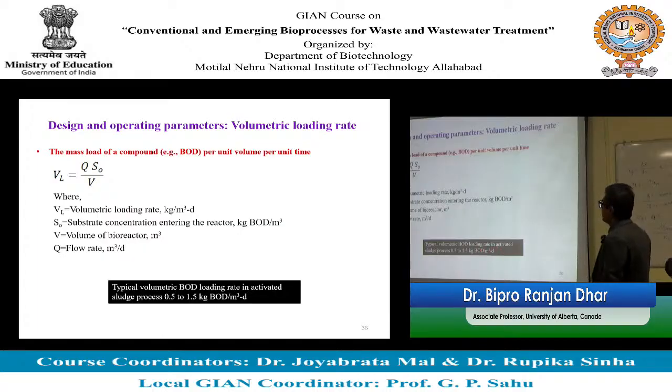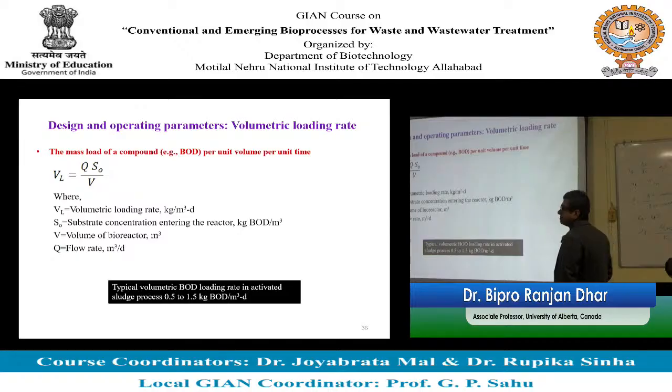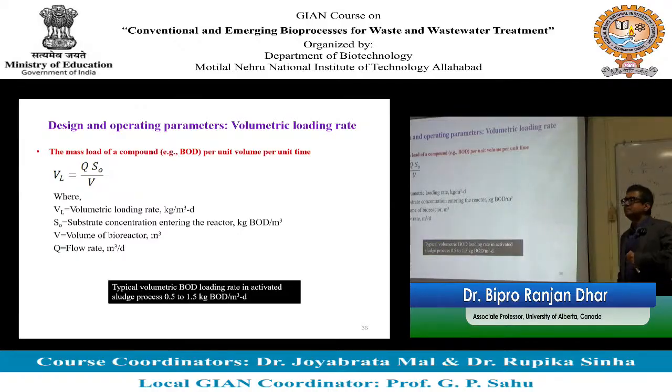So what would happen if it's more than 1.5? Any thought? Efficiency will decrease, right? Because they have some limitation, but you want them to actually work more. So sometimes, if your process is not performing well, it's better to do a simple calculation and see whether you are overloading the system or not.